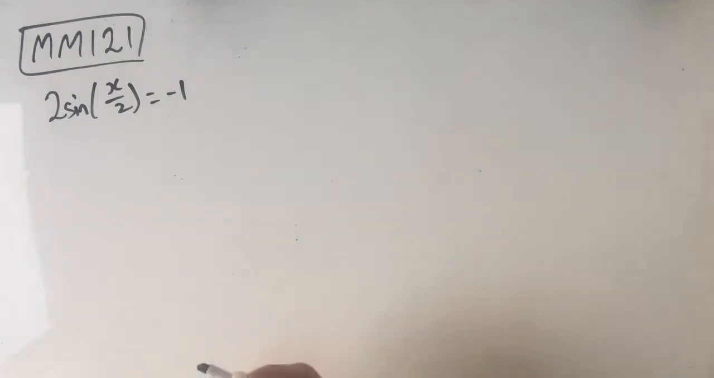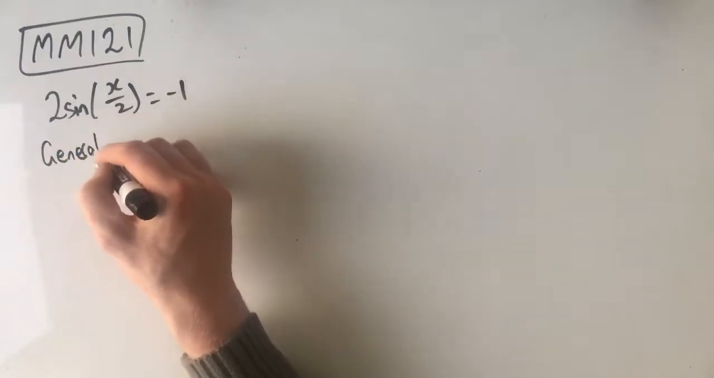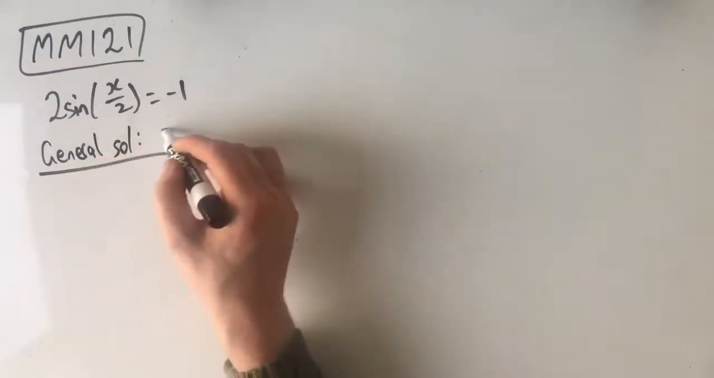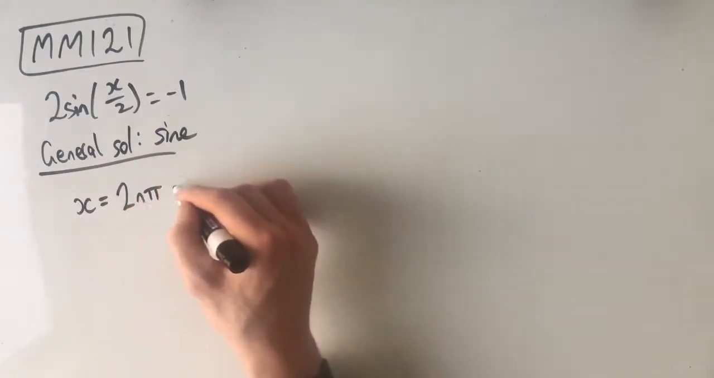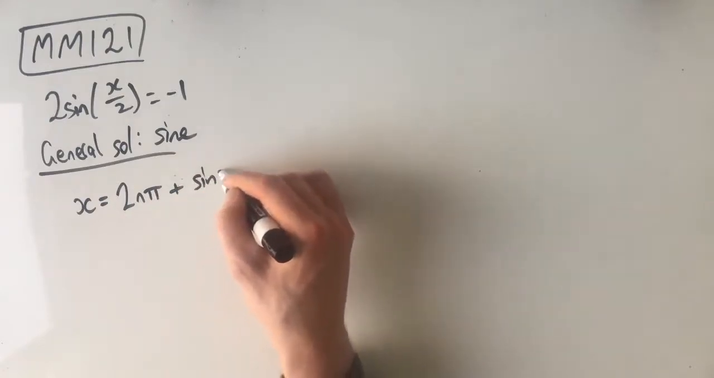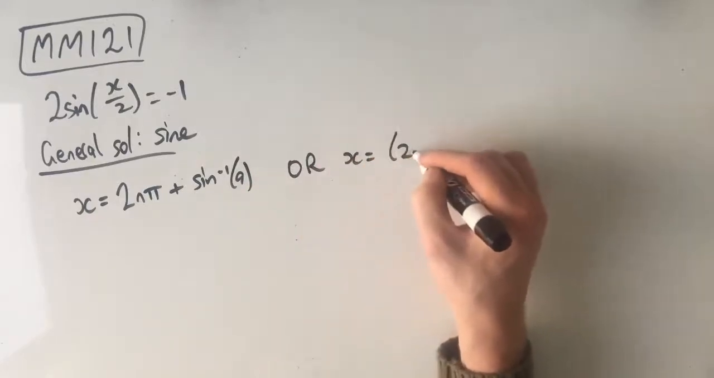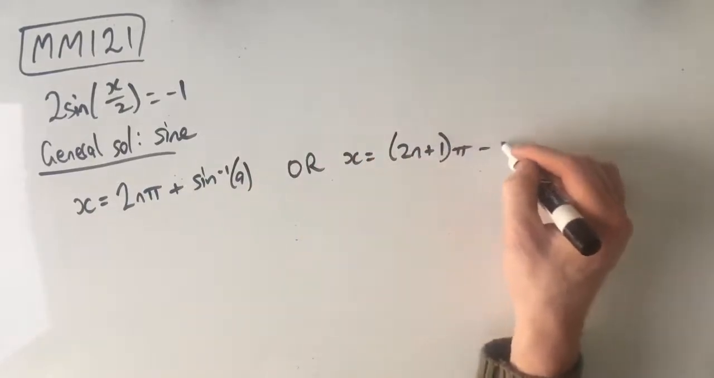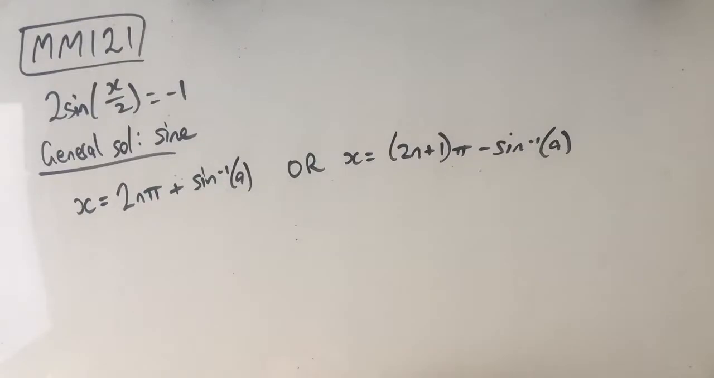So first things first, we need to recognize how to actually find the general solution of a sine equation. Our general solution for a sine is x equals 2n pi plus inverse sine of a, or x equals 2n plus 1 pi minus inverse sine of a. Now this should be on your formula sheet. If you're coming up to exams, this should be in your theory book, because they can be a bit difficult to remember sometimes.